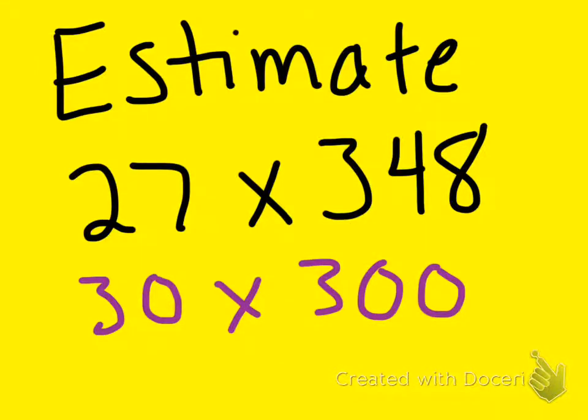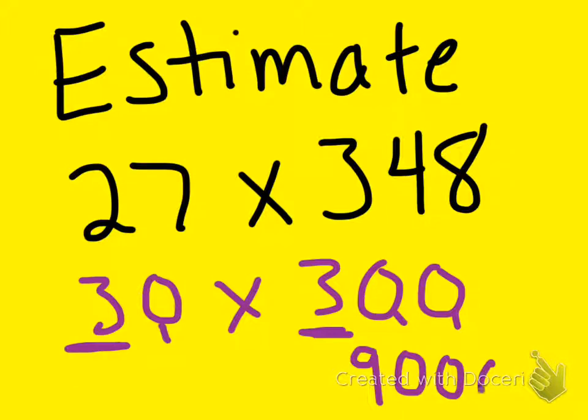Alright, when we're multiplying numbers that have a lot of zeros like this, all we do is multiply the first numbers, so 3 times 3, and in this case that's 9, and then we count how many zeros we have. So there's 1, 2, 3 zeros. So we add 3 zeros to our answer. 30 times 300 equals 9,000.